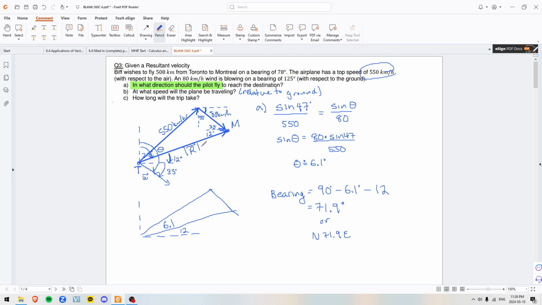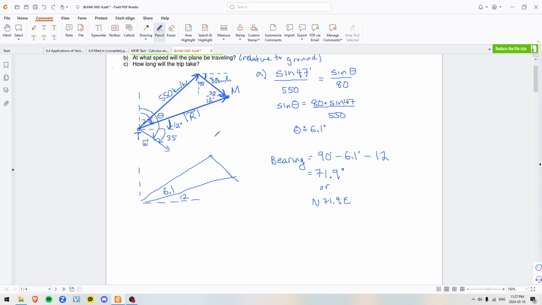AKA, what is the magnitude of this resultant if the plane can travel this fast while the wind pushes it this fast, right? So if I look at the y vectors, the plane is traveling this way, but the wind is pushing it back that way. So it's resisting. However, if you look at the x vectors, the plane is traveling this way, and the wind is also pushing it this way, which means it's actually traveling this way faster. You might be surprised at what the resultant vector might be. So let's do it. What is the magnitude of r?